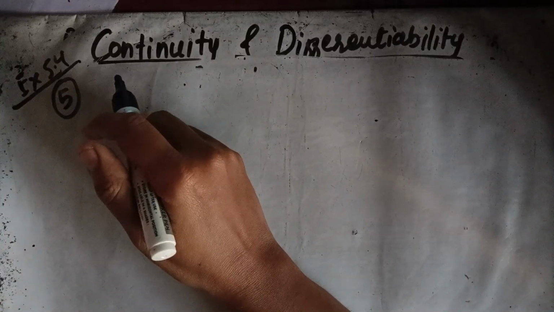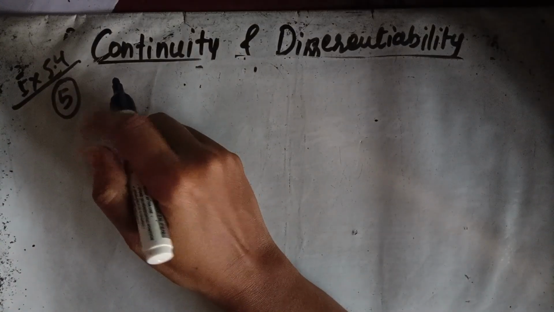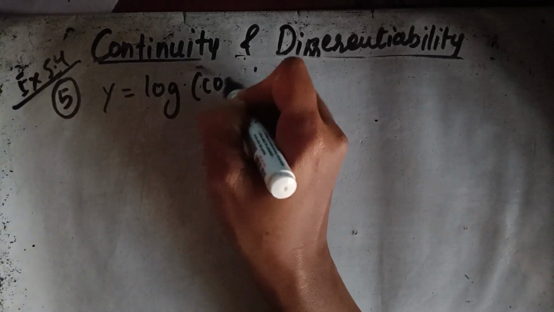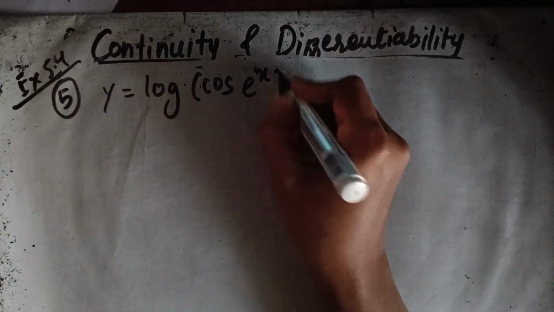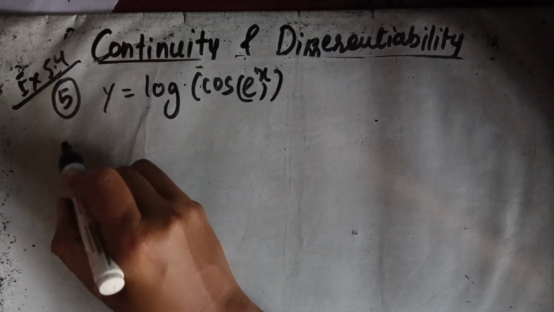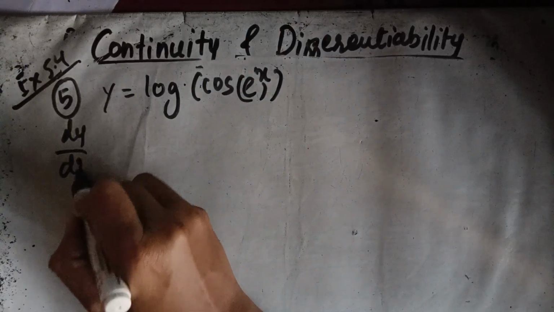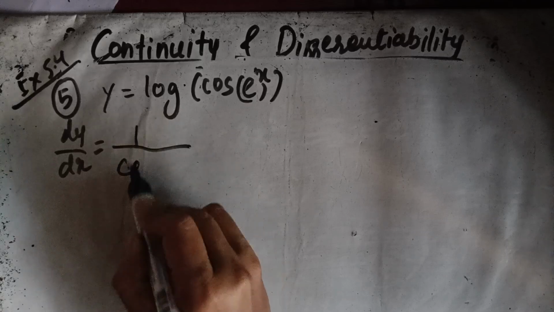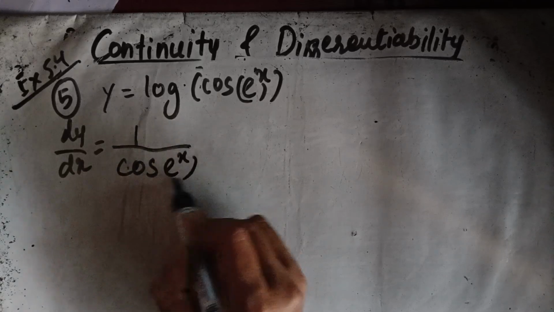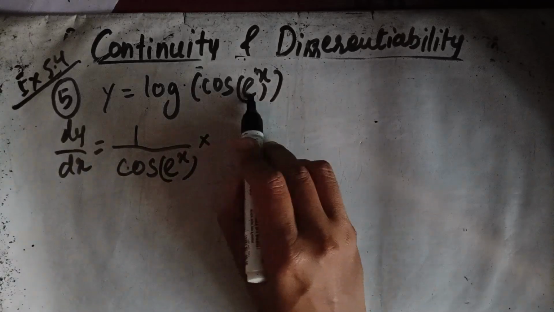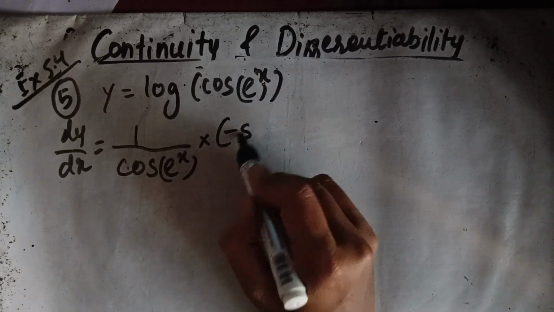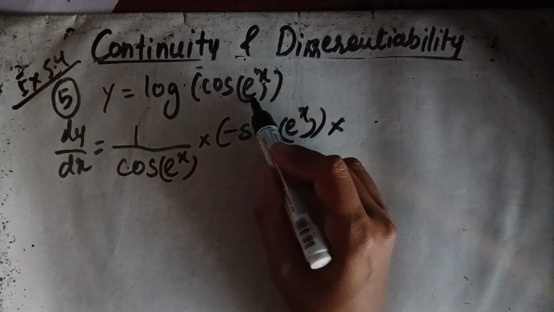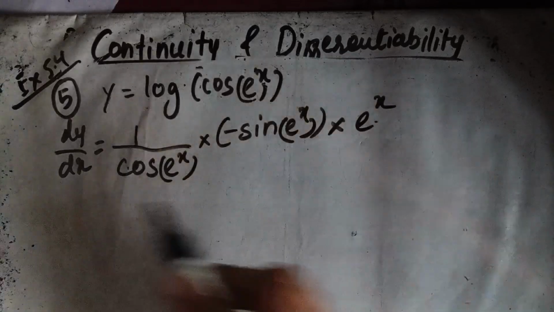Okay, next question. Log cos e raised to x. So dy by dx, log of x is 1 by x. So this is 1 by cos of e raised to x into cos of e raised to x derivative, minus sine e raised to x into derivative of e raised to x is e raised to x.